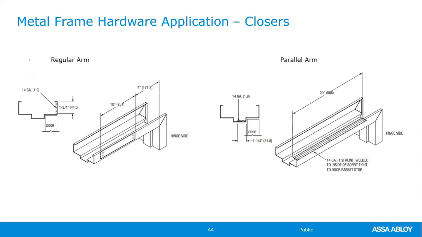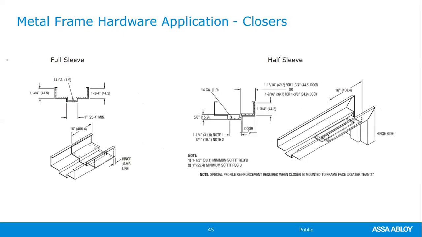Closer reinforcements, these again are going to be your most standard, whether it's parallel arm or regular arm. This is showing you the dimension, showing you where we put the reinforcement. At our service centers, and probably you with your distributors that have their own shop, you'll also probably use the universal sleeve, which is here, which is what we call a half sleeve.